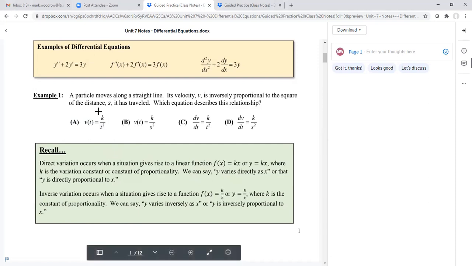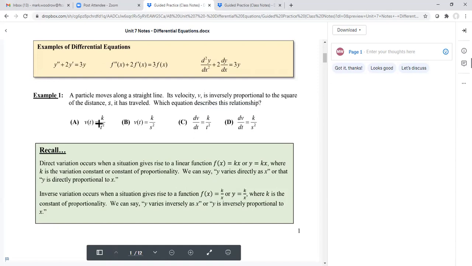And then down below, the inverse variation is where you take k, the constant, divided by whatever it's inversely related to. So if I read up here, a particle moves along a straight line, its velocity v is inversely proportional to the square of the distance s. So again, v is just regular old v, the velocity. And it's going to be inversely proportional, which means k over x, but it's not x, it's inversely proportional to the square of s.